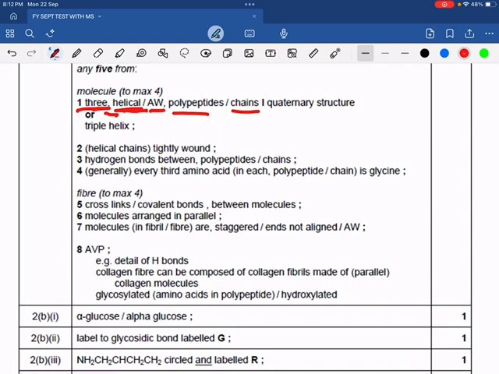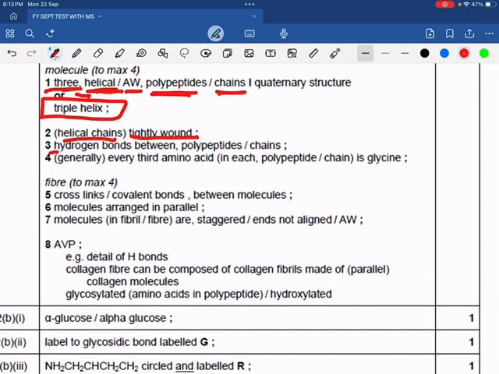Now, this means in order to get 1 mark, you should mention 3 helical, and there can be an alternate word. Most of you haven't used that. Polypeptides or chains. If you write this, you get a mark. Or if you simply write triple helix, you get a mark. This is 1 mark. Then the helical chains, now this is in brackets, so this means it's optional. You should write that those are tightly wound around each other. And many of you have written hydrogen bonds only, but you didn't write that those hydrogen bonds are in between the polypeptides or in between the chains. So if you haven't written this part, marks have not been given to you.